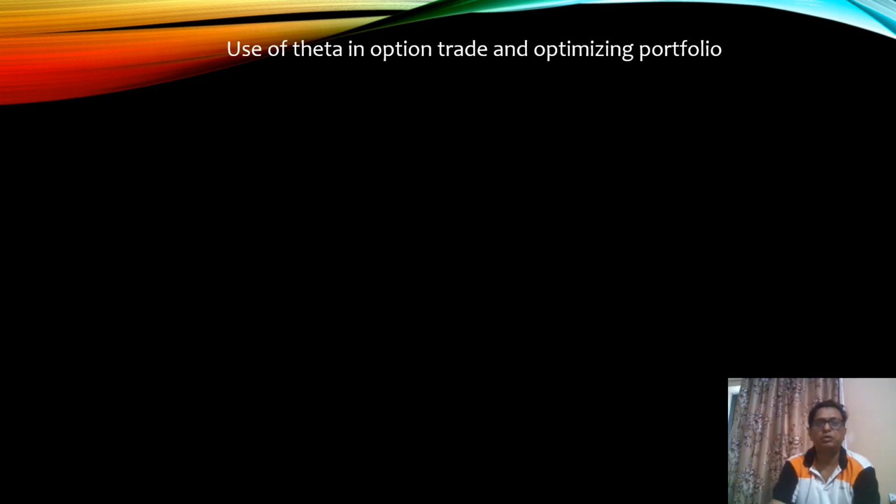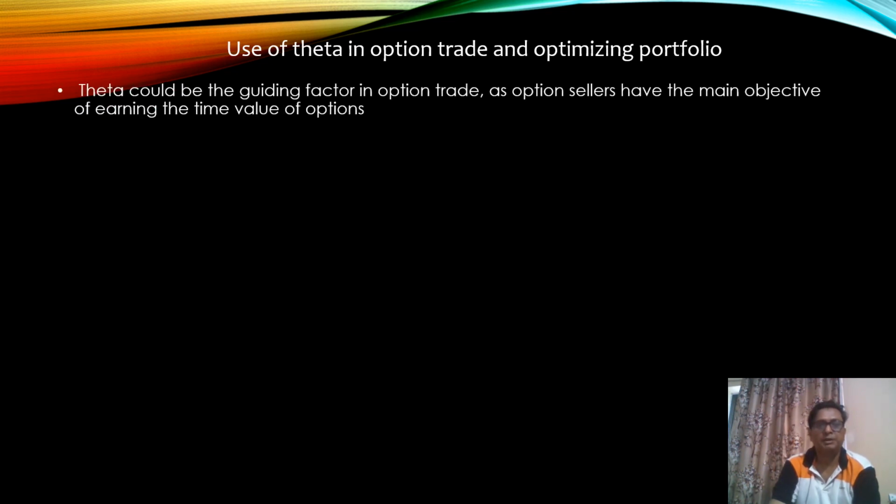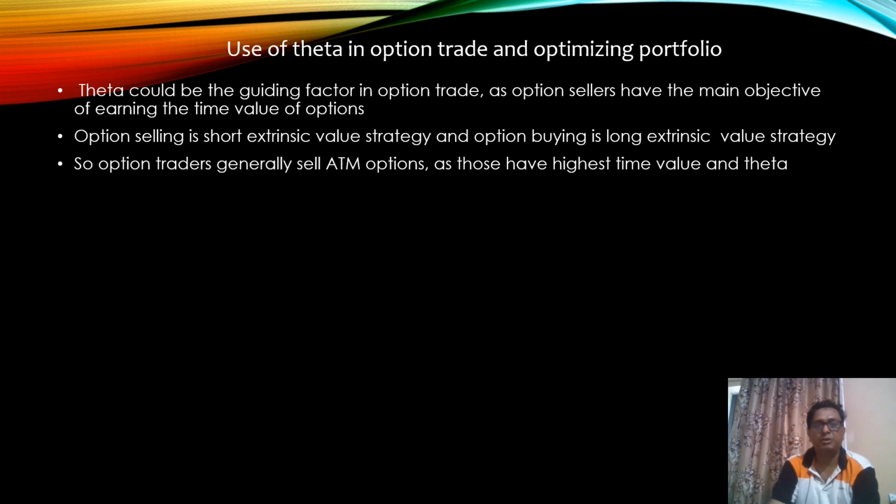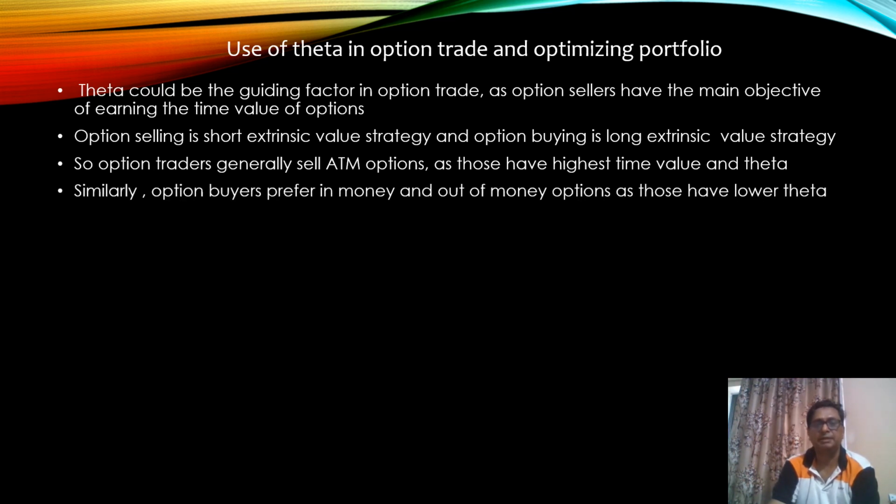Now, what is the use of theta in option trade and optimizing portfolio? Theta could be the guiding factor in option trade, as option sellers have the main objective of earning the time value of options. Option selling is a short extrinsic value strategy and option buying is a long extrinsic value strategy. So option traders generally sell at the money options as those have the highest time value and theta. Similarly, option buyers prefer in the money and out of the money options as those have lower theta.